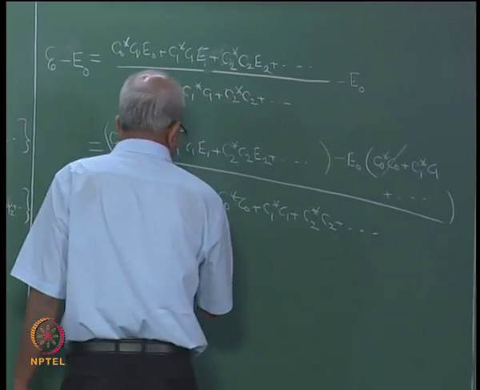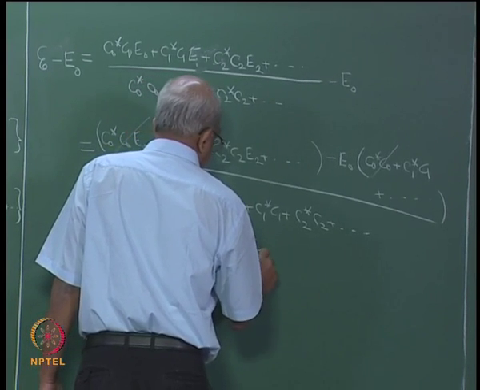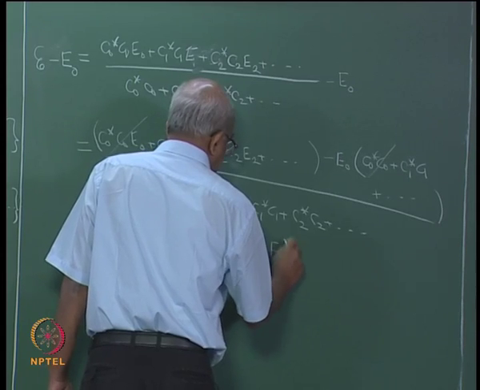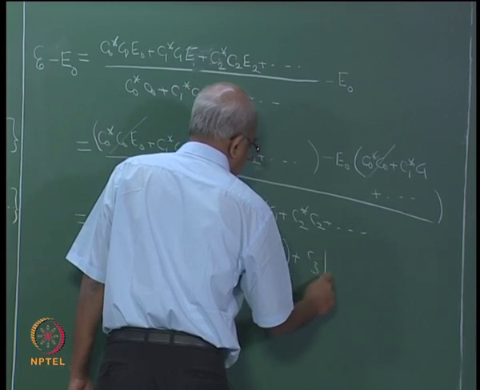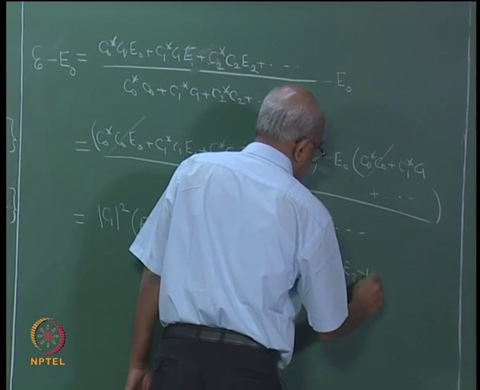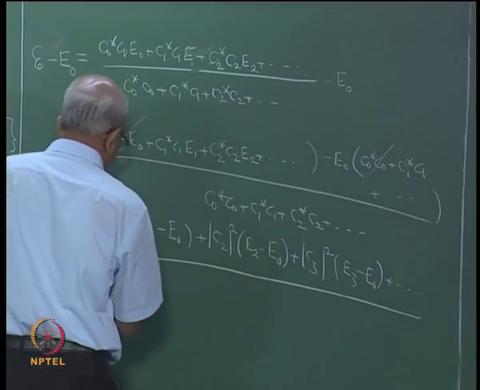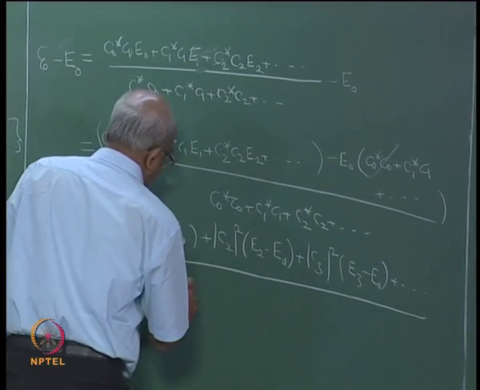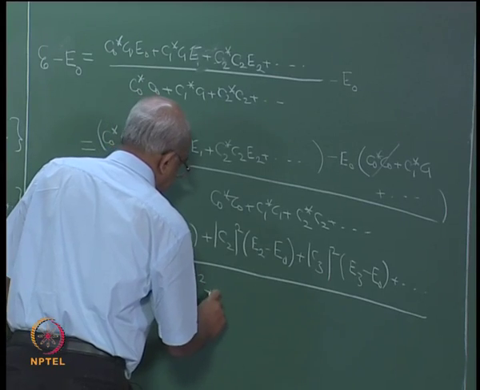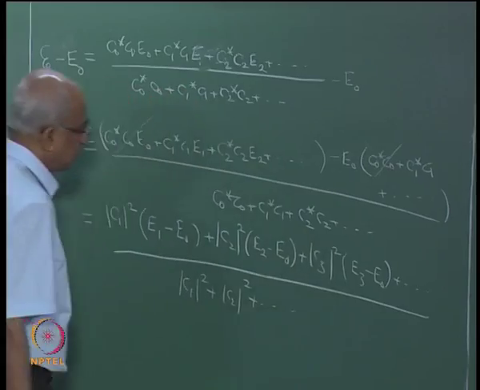And the next term is going to be magnitude of C2 squared times E2 minus E0, plus magnitude of C3 squared times E3 minus E0, plus etc., divided by magnitude of C1 squared plus magnitude of C2 squared plus etc. This is what happens.